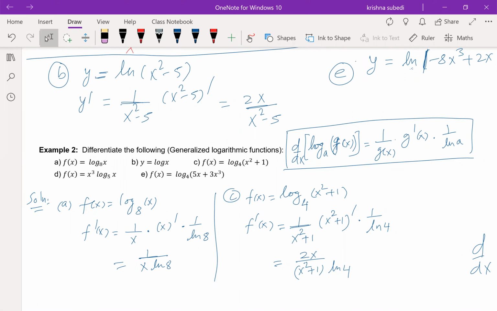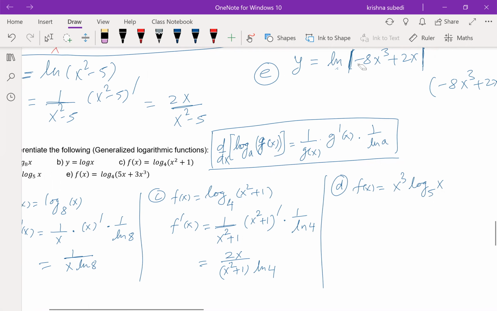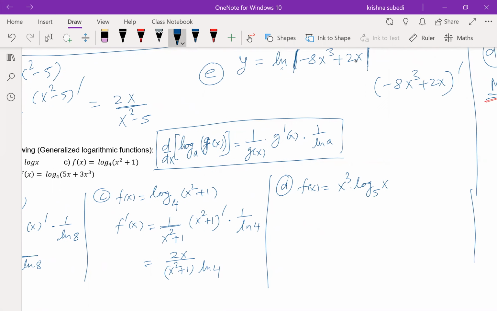Let's try part D. I know you can do this, but let's try that just for fun, okay? Part D is f of x equals x cubed log to the base 5 of x. Now remember, this one is a product of two functions. One function, the first function u, is x cubed, and your second function v is this. So we need to use the product rule first.